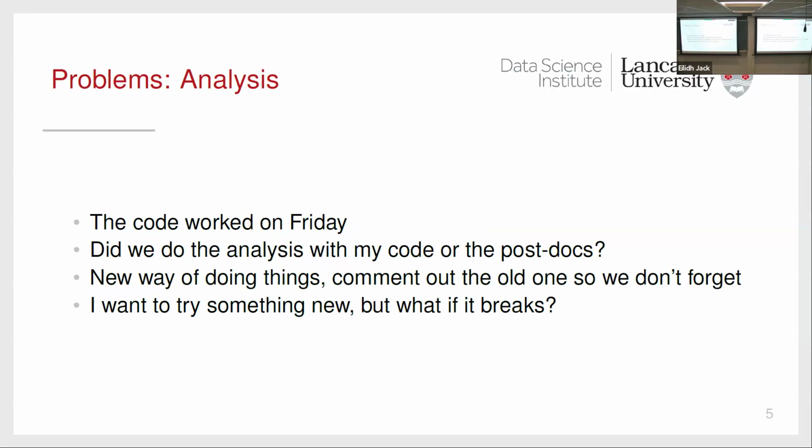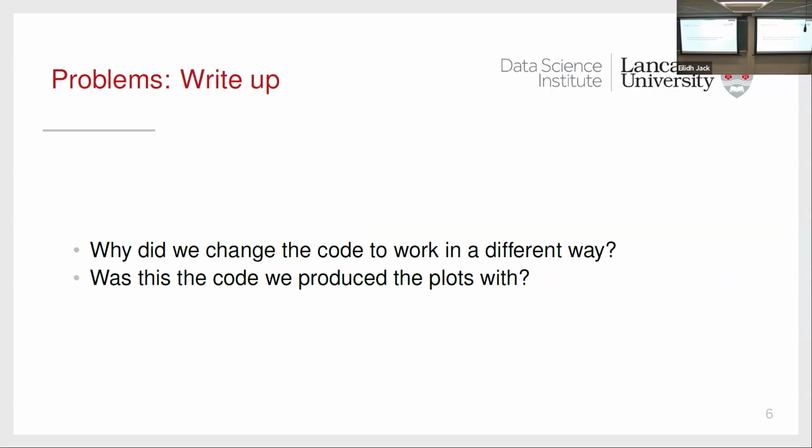Or the analysis code, you've got nice results, but was it done with the code on your machine or the code on the postdoc's machine? Or the code on one of the PhD students' machines? Which one? And sometimes you change the way the code works and you're just commenting out the old one so you don't forget how it did it because you moved it to a fancy new faster method that you don't really understand, so you keep the old one there to make sure you actually know what's going on. Or people are afraid to change their analysis because what if it breaks it and you're stuck with the Friday problem again? And then there's the write-up.